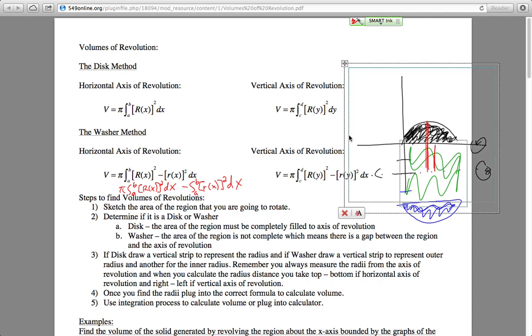Would you need the pi in front of the other one too? Or in front of both of them? Yeah, the pi would be there. It's out front there as it gets distributed.